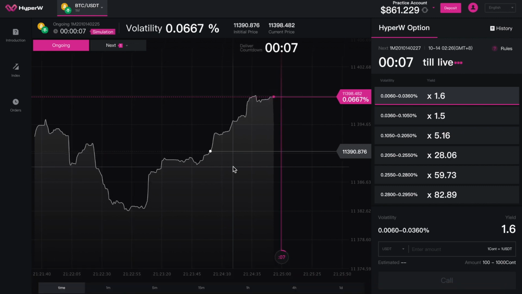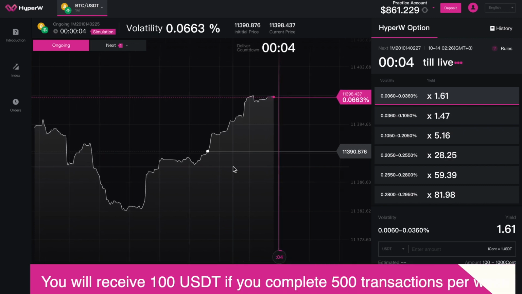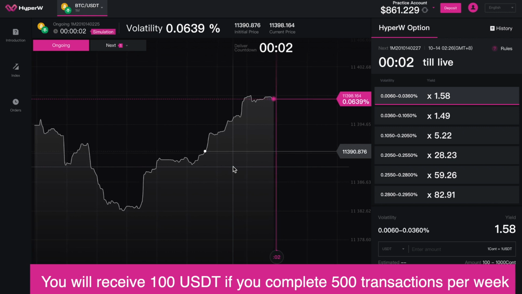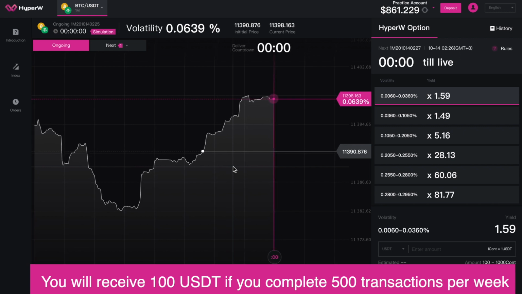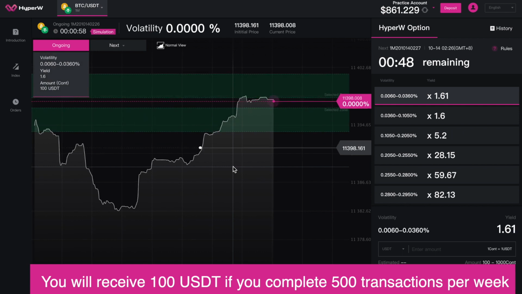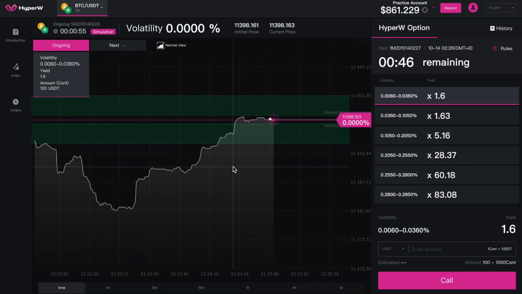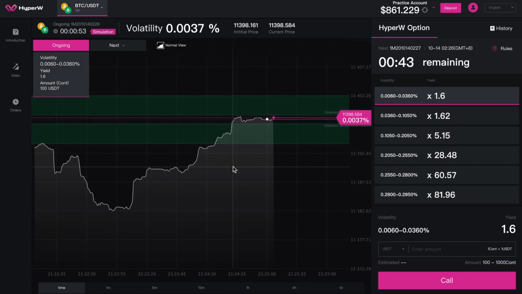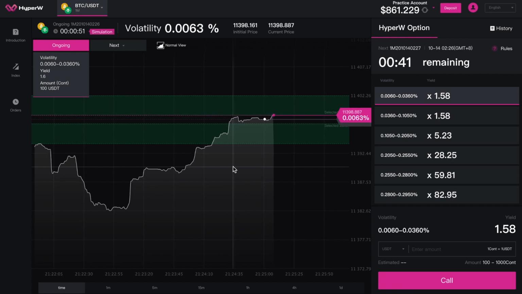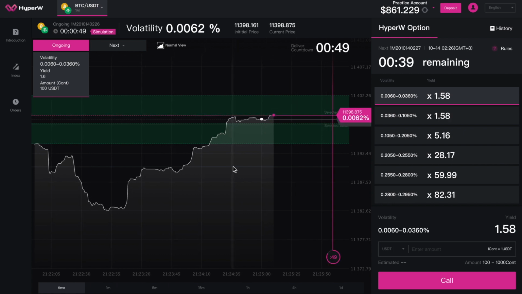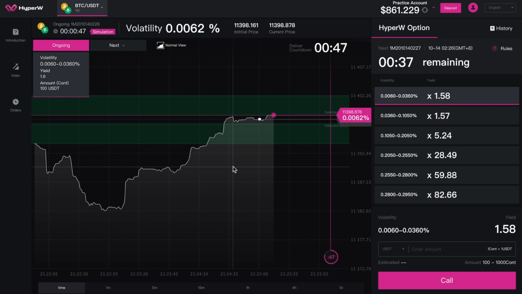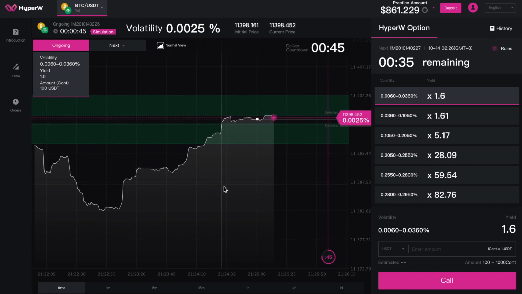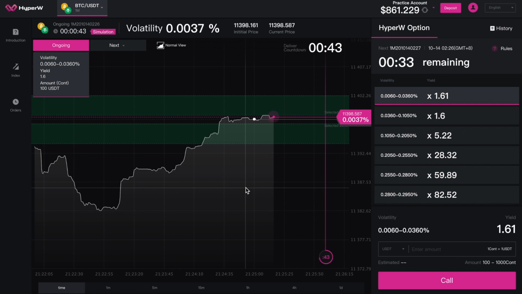If you can make 500 transactions during the Golden Week promotion, you will receive a bonus of 100 USDT, which you will agree is also very nice. However, as a result, you can earn a maximum of 170 USDT from one account. So keep this in mind and don't try to cheat the system at any time.